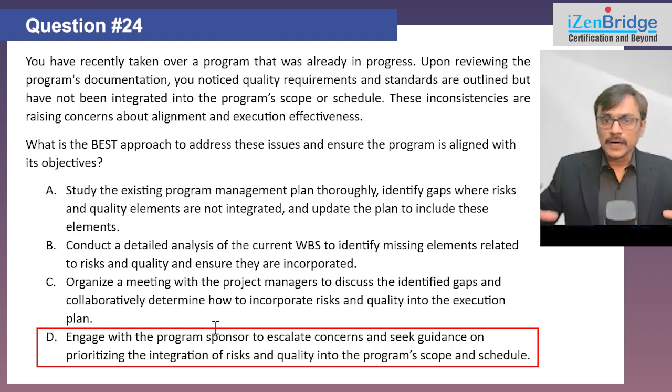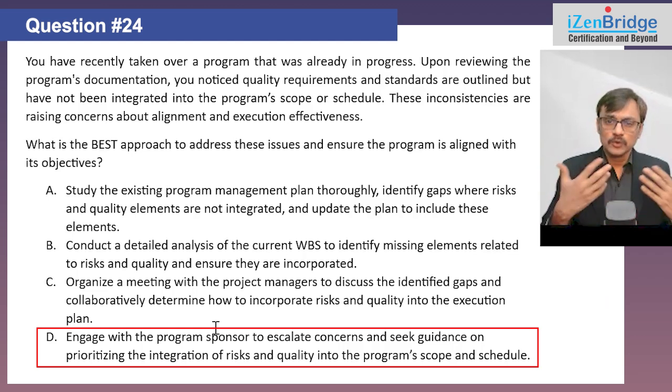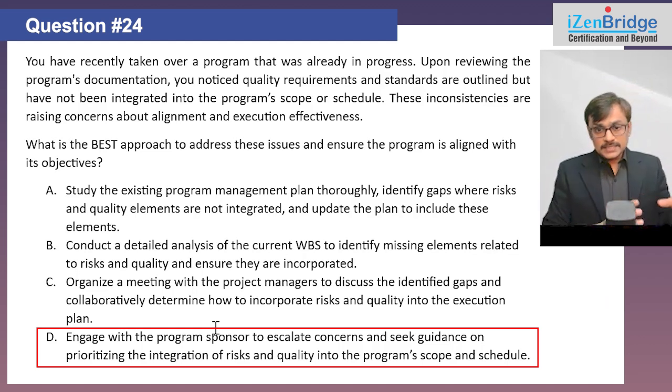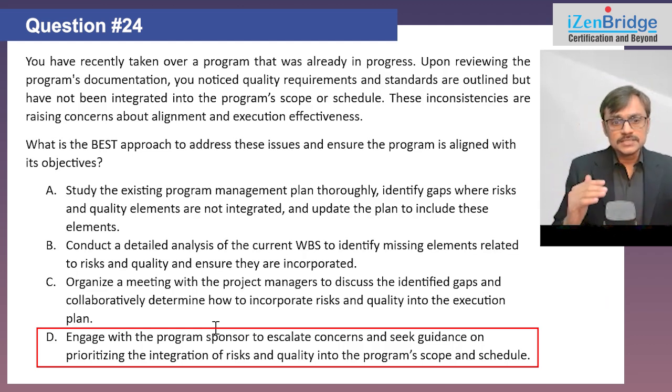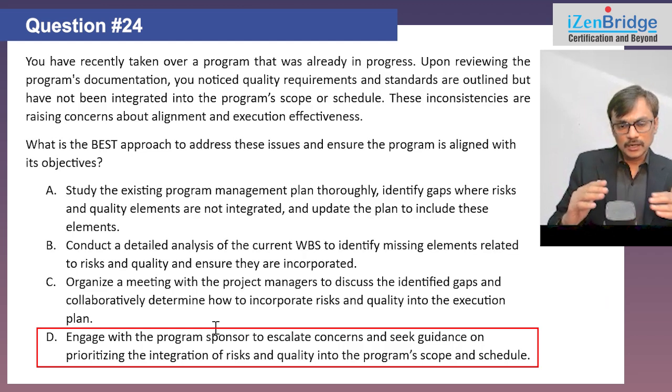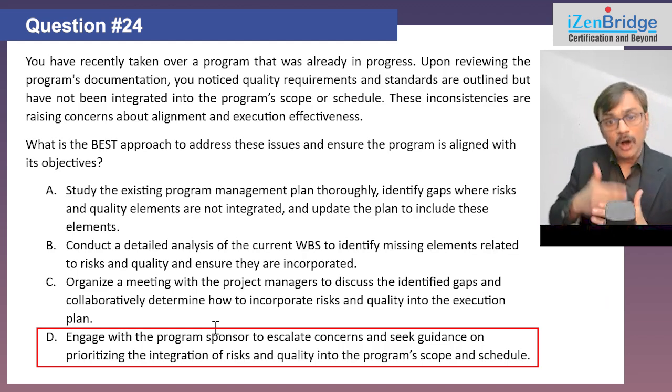So what I need to do is understand how big the problem is, and find out how to integrate them. I need to first list down the things, then identify the gaps, and then update. That's something we need to do. So I need to revisit the overall program management plan. Now, option A is saying do this. Options C and D are talking about a mechanism of probably how you can update it.